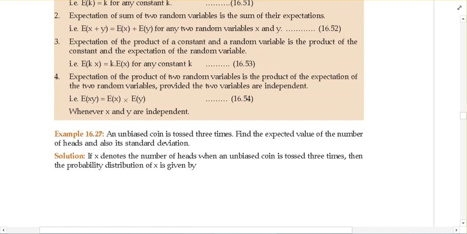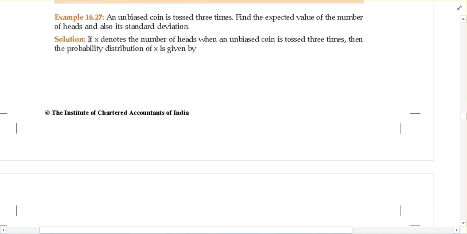Now we will take a look at a solved example. An unbiased coin is tossed 3 times. Find the expected value of the number of heads. Expected value, that means mean, of the number of heads. Just keep this in mind. You have to find the mean of what? Number of heads. So your X is straight away the number of heads.